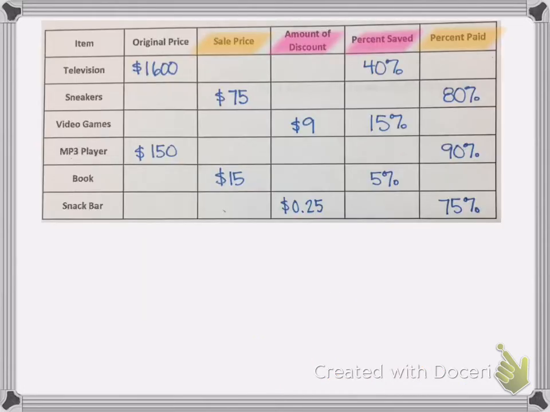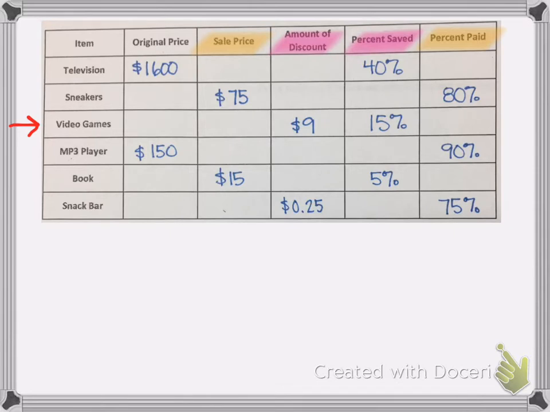Let's get started. We left off working on the video games. So the video games is the next line that we're going to do. This time we're given the amount of discount and the percent saved. You'll notice that I've highlighted these already. The amount of discount is the amount we don't pay. The percent saved is the percent we don't pay. So they're connected. They're related. So we can use the percent to help solve for the amount of discount.